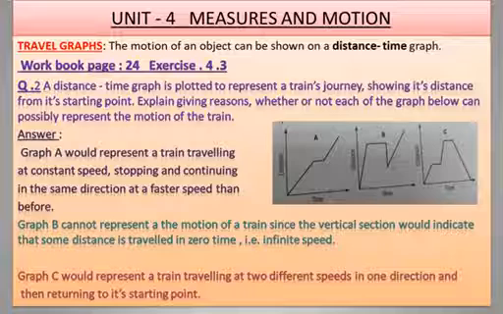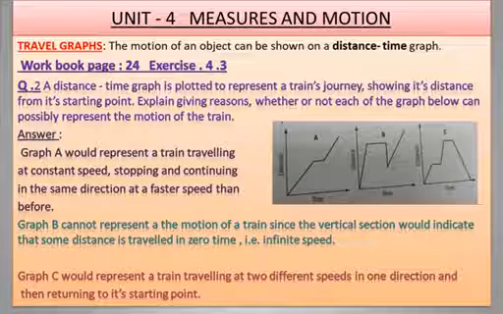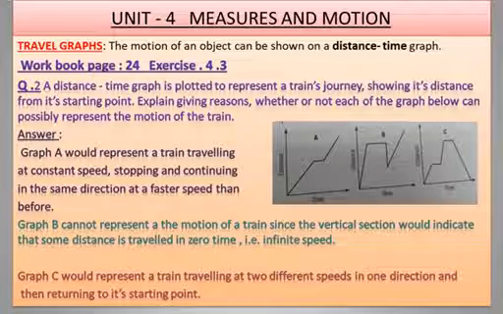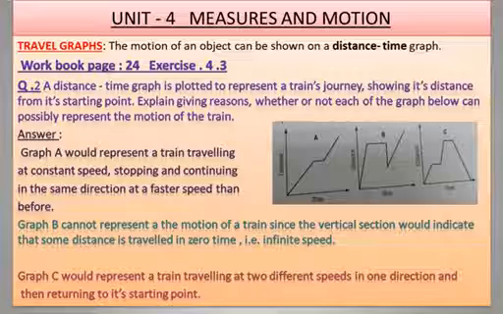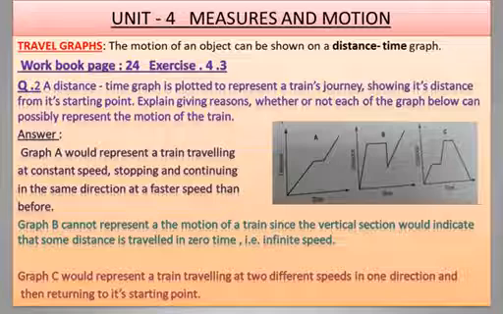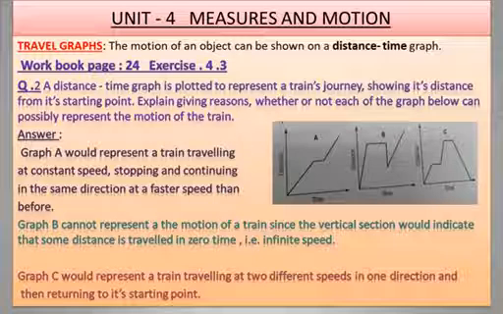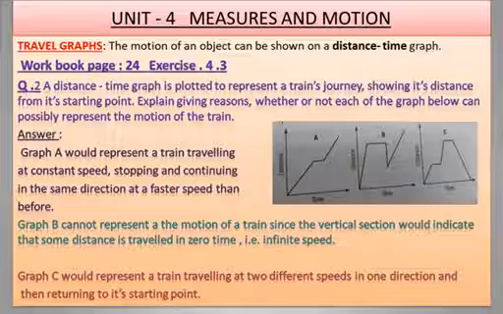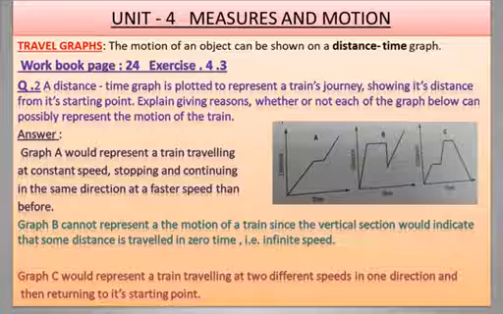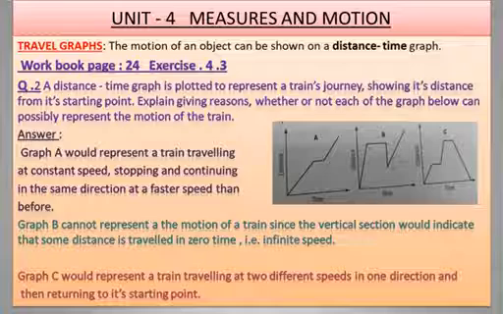exercise 4.3. A similar type of problem is coming in the student book that I gave you as homework. Okay, if you did it you can check the answer here, or if you didn't do it, this will help you to do the problem. Okay, so question number 2 from the workbook I am going to read. A distance time graph is plotted to represent a train's journey showing its distance from its starting point. Okay, explain giving reasons whether or not each of the graphs below can possibly represent the motion of the train.